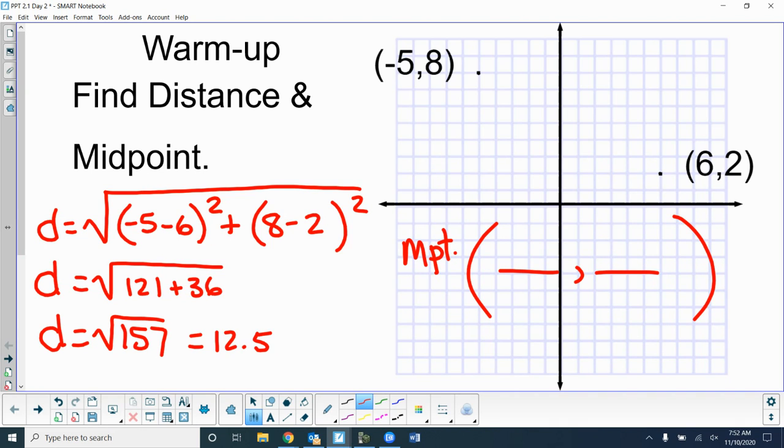What numbers do I put in, Nathan? -5 plus 6. And then 8 plus 2. And then over 2. Right. So we add the x's, add the y's, divide by 2. So that's what, 1/2? And 5, right? So 1/2's there. 1, 2, 3, 4, 5. Does that point look about halfway between those two? Yeah. Okay?